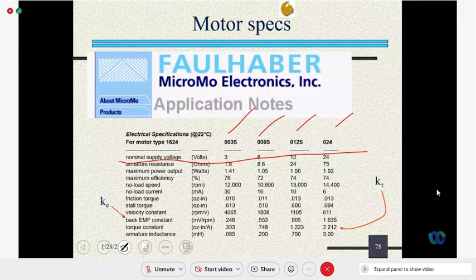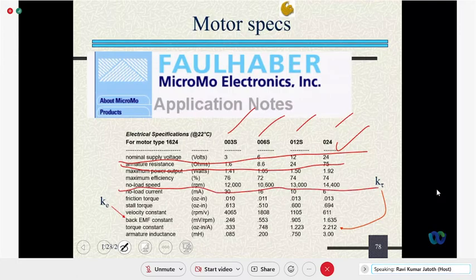So this is the nominal voltage, the armature voltage which you can apply. What is the next term? Armature resistance, which is RA, right? Now, no load speed, how much RPM? It will vary from motor to motor. Then no load current. What do you mean by that? When load is not applied, how much armature current flows? That is the no load current.